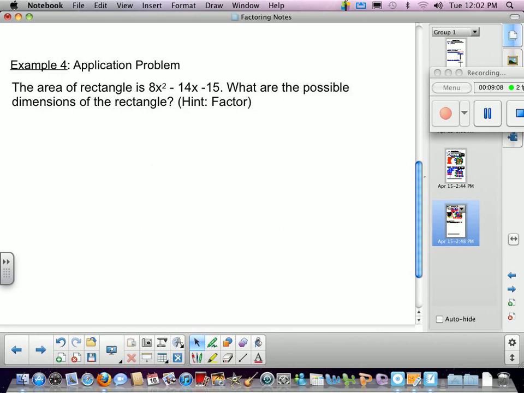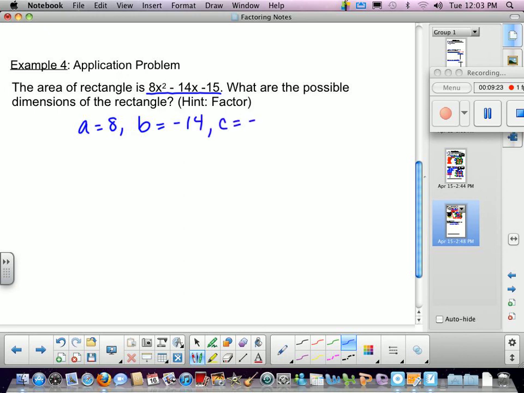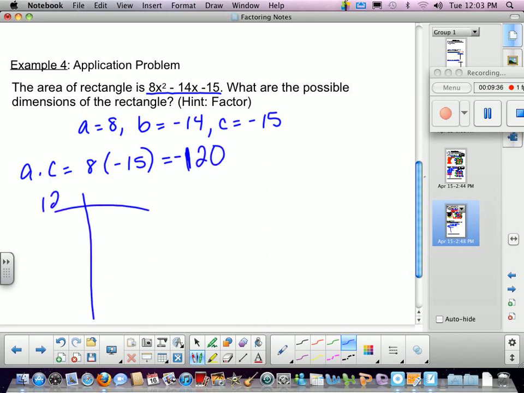Alright, in example 4, we've got the area of a rectangle being 8x squared minus 14x minus 15. So we're going to do A is 8, B is negative 14, C is negative 15. So again, we do A times C, which is 8 times negative 15, which is negative 120. So just like the first problem, we're looking for 120, but this time it's negative. And we want our sum to be negative 14.